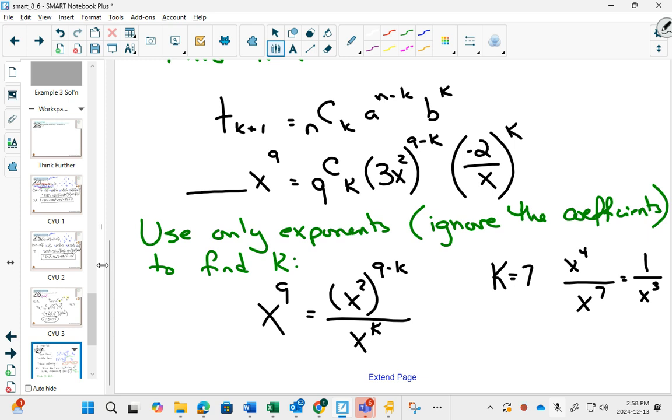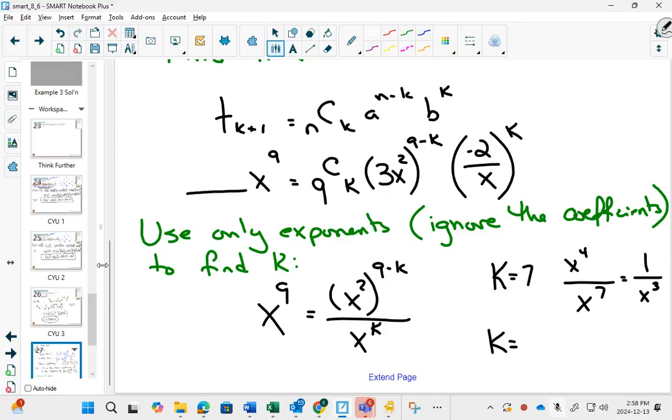What do we want? We want x to the 9. You have way too many on the bottom. Should you make k bigger or smaller? What do you think would get you less on the bottom? Smaller. Okay, so we'll do one more guess and then we'll do it algebraically.